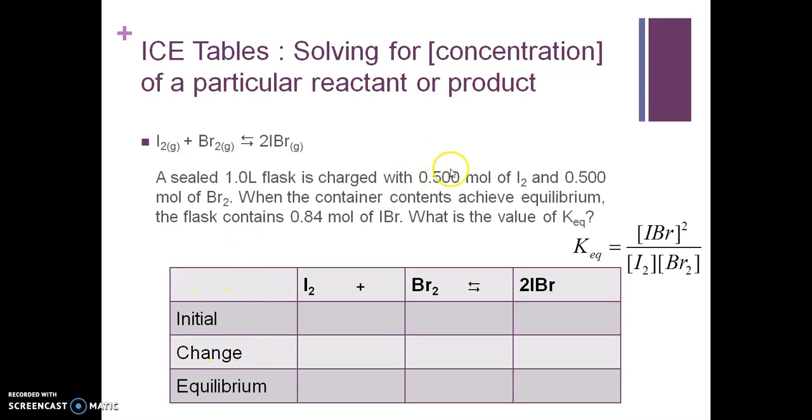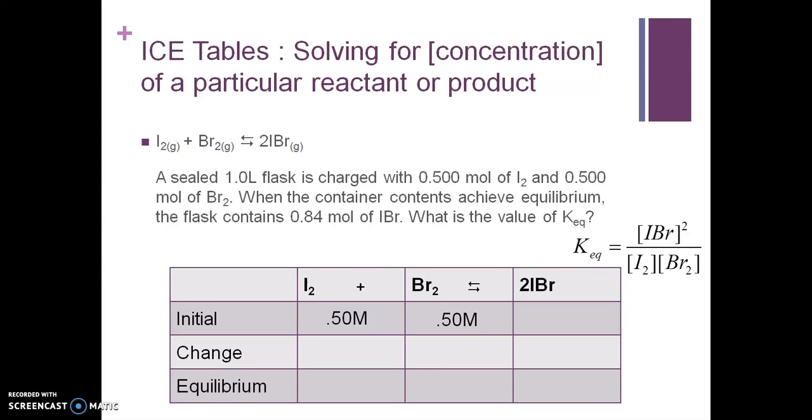So we know our initial is 0.5 moles. However, we're dealing with concentrations, so this has to be a molarity. It's got to be moles per liter. So I'm going to take 0.5 moles, divide it by 1 liter, and I'm going to get 0.5 molar. Now in this case it was the same number. However, if you ever do one that doesn't have 1 liter, then you're going to have an incorrect number, and that'll throw you off. So do the same for bromine, it's the same thing.